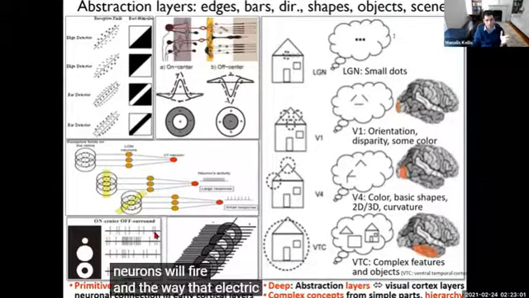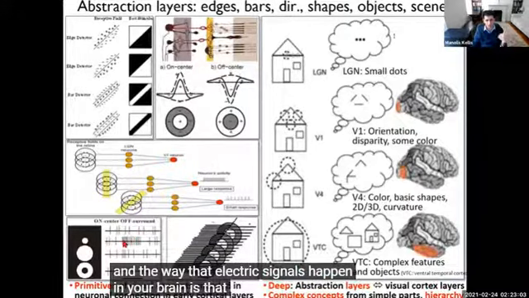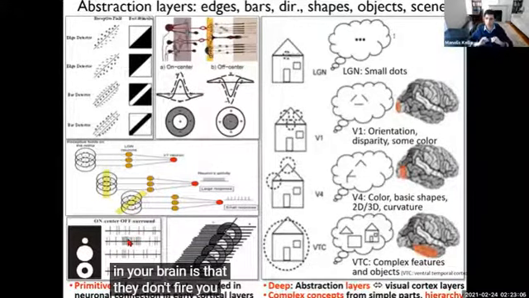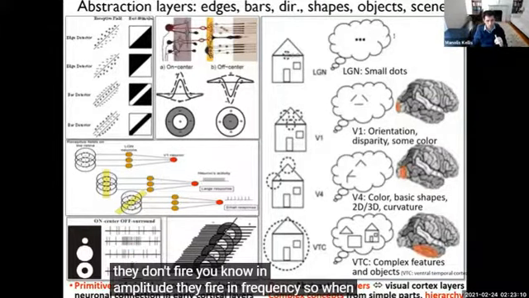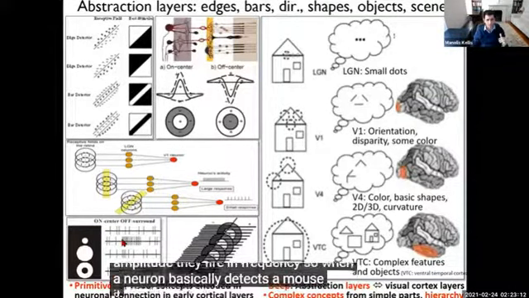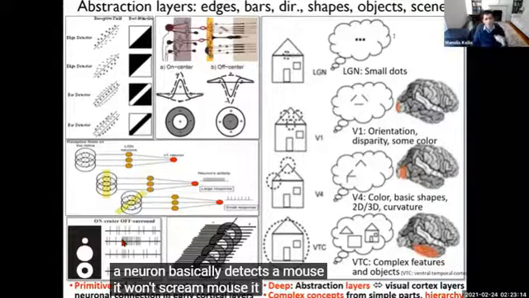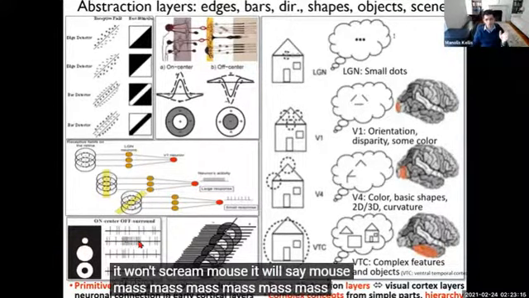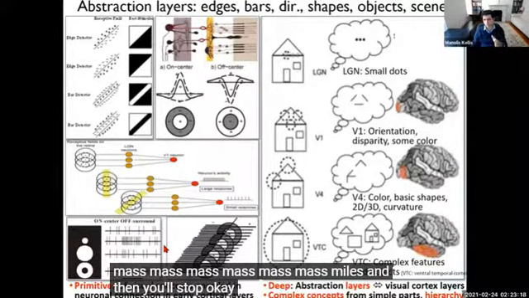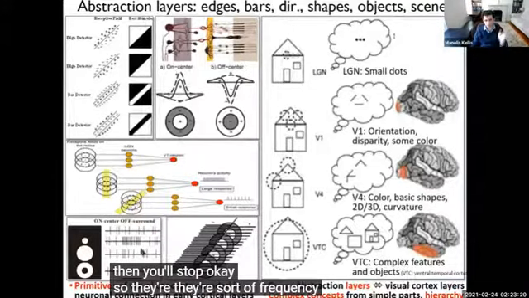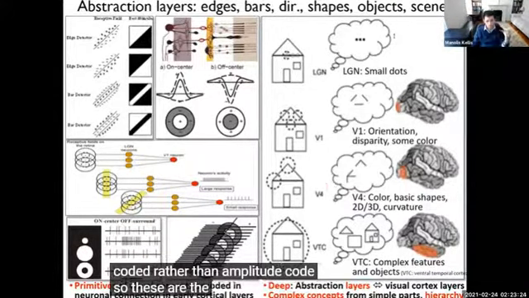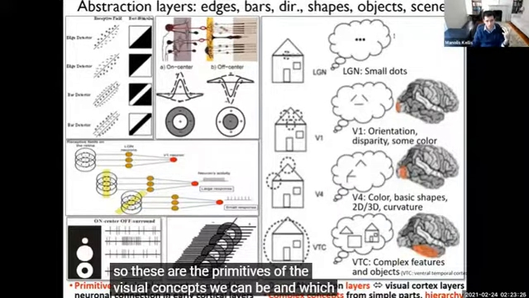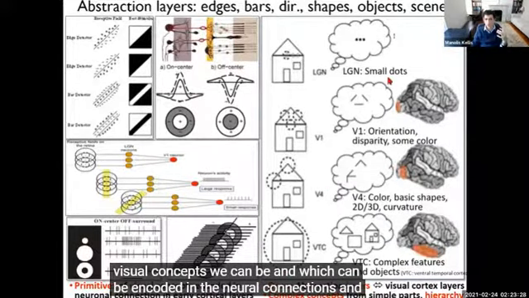And the way that electric signals happen in your brain is that they don't fire in amplitude, they fire in frequency. So when a neuron basically detects a mouse, it won't scream mouse, it will say mouse, mouse, mouse, mouse, and then it'll stop. So they're sort of frequency coded rather than amplitude coded.